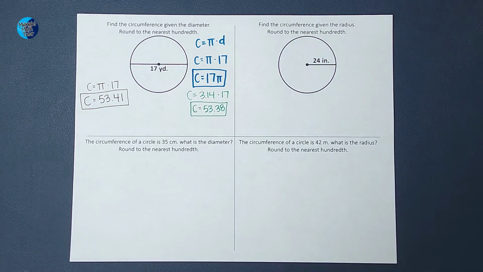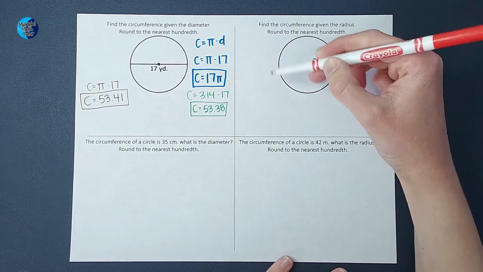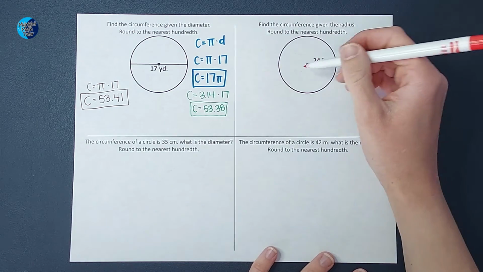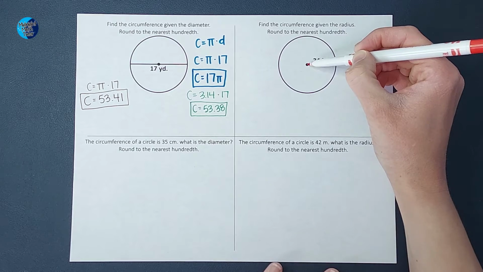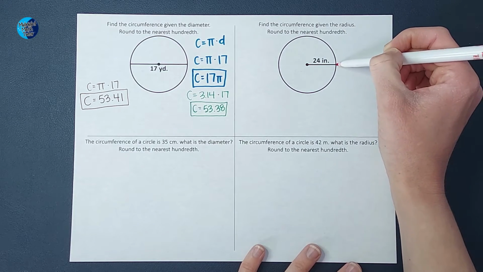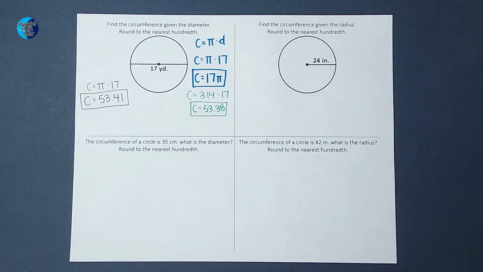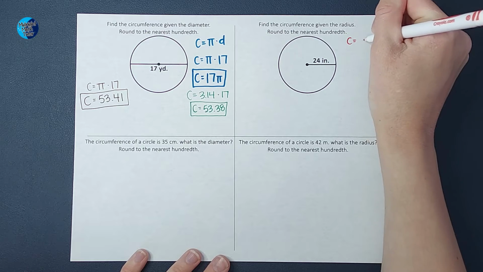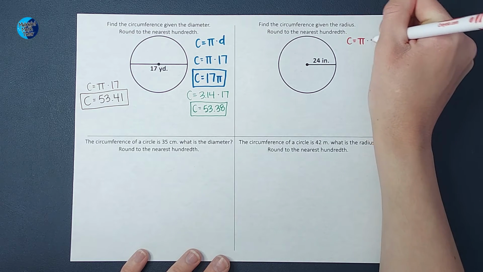So let's look at this guy. We are going to find the circumference again, the measure around my circle. This time we are given the radius. The radius goes from the center of my circle to the end. Okay, so there are two ways we can think of this that are really the same thing. My circumference equals pi times my diameter, right?